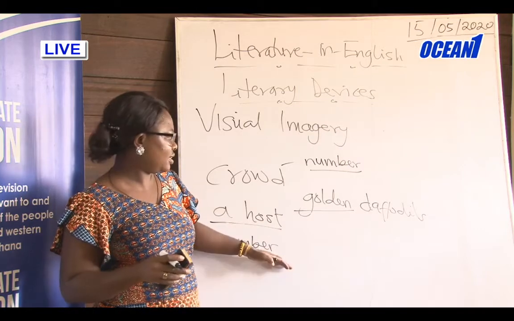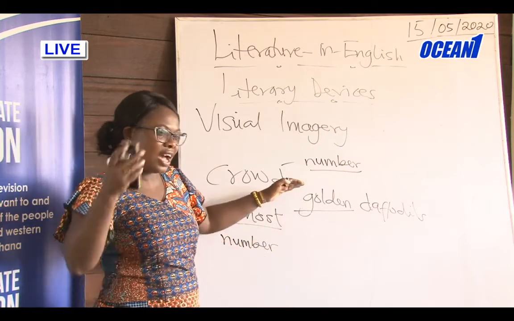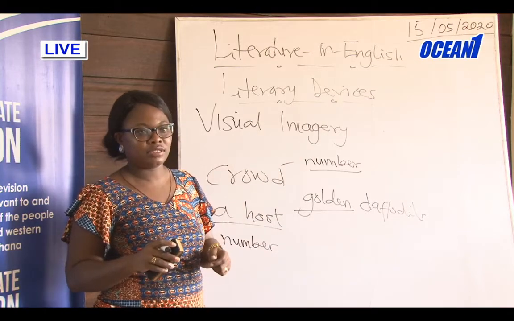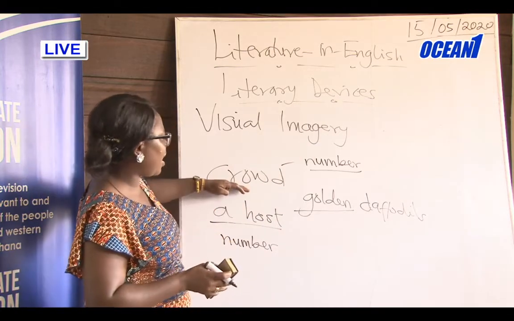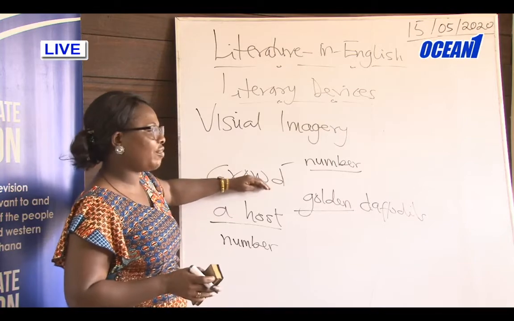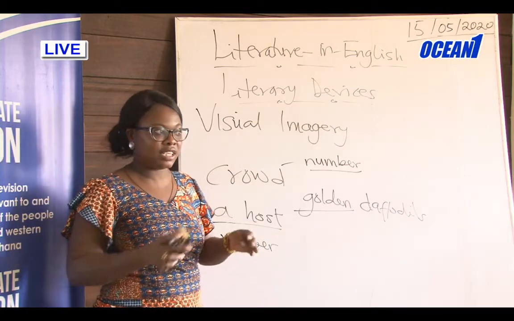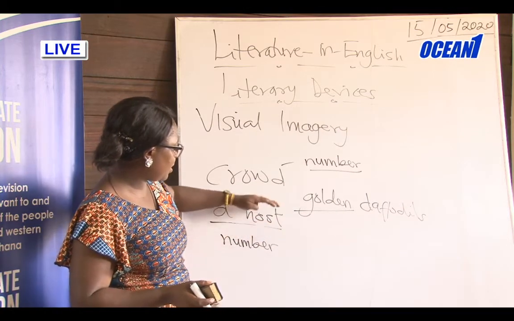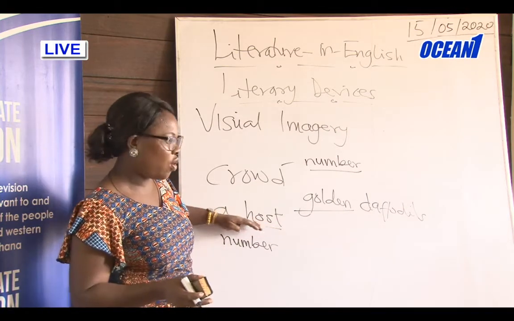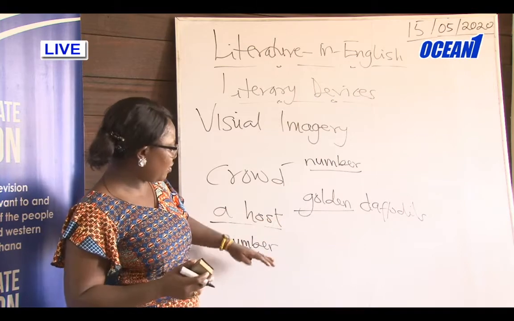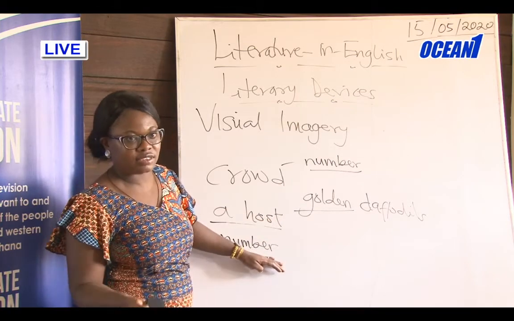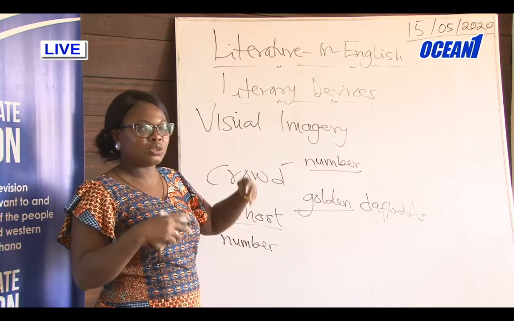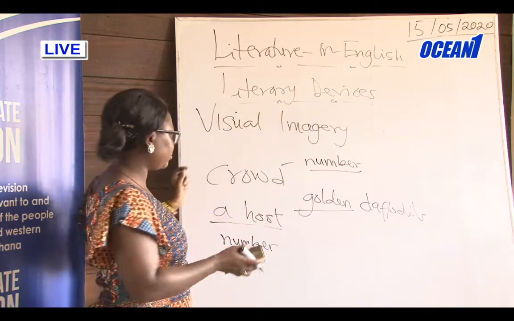We realize that in the descriptions, he uses other devices to create that visual image. For example, he says crowd. Here, he personifies the daffodils as if they're a group of people. And now he also uses metaphor here, a host, as if the daffodils are angels. So you realize that other devices can come together to create imagery.